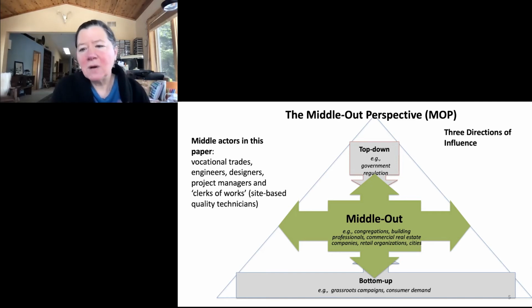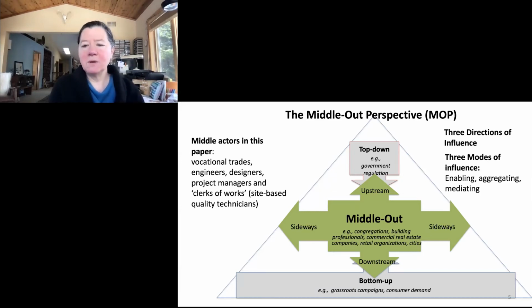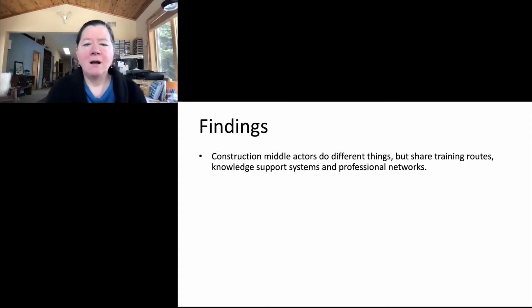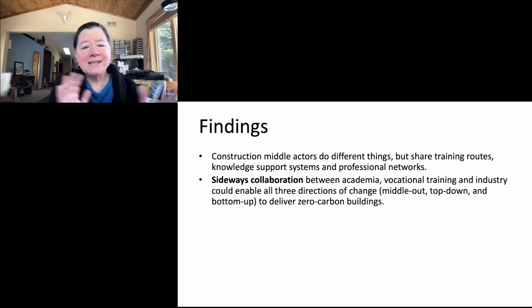And we think that there are 3 directions of influence that any middle actor can have. That's upstream to government, downstream to clients, and sideways to other middle actors. In the paper, we go through also 3 modes of influence that these actors have: enabling, aggregating, and mediating. I'm not going to go into that. It's too much detail for 5 minutes here. Our findings are that construction middle actors do different things, but share common training routes, knowledge support systems, and professional networks. That sideways collaboration between academia, vocational training, and industry could enable all 3 directions of change, not just the middle out, but also top-down and bottom-up initiatives.